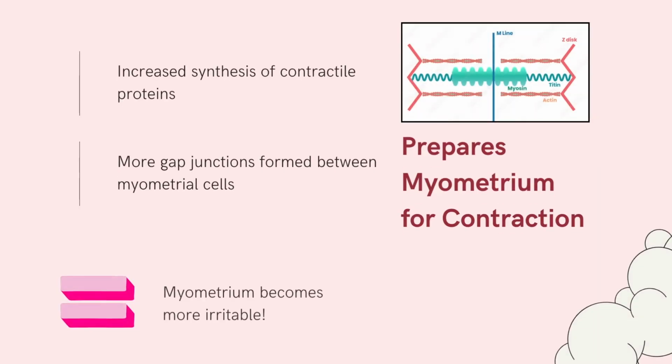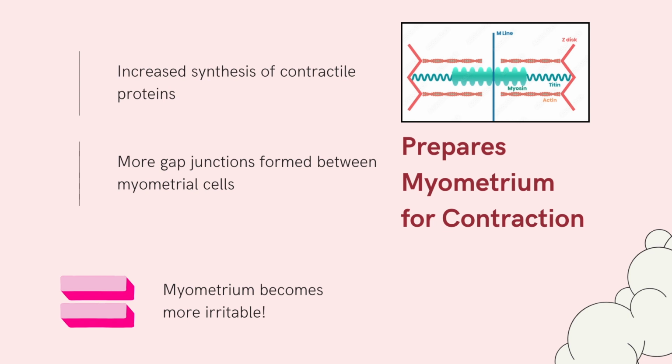The second factor is that it helps prepare the myometrium for contraction. Why? Because it increases the synthesis of contractile proteins such as actin and myosin, which allows more cross bridges to be formed, so therefore allows for a greater contraction or a more forcible contraction. It also allows for more gap junctions to be formed between the myometrial cells, which allows the myometrial cells to be connected to each other electrically, allowing for a greater contraction.